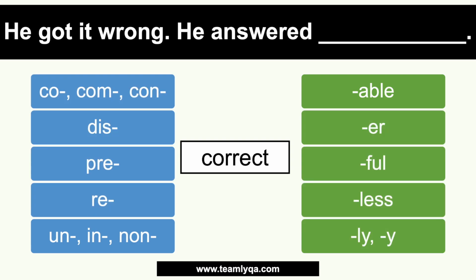Next, we have this. No? He got it wrong. He answered blank. Ang root word natin ay correct. Now, tingnan natin yung clues natin. Sabi, he got it wrong. That is our first clue. So, ibig sabihin, mali yung kanyang sagot. Ibig sabihin, again, ang pipiliin natin would be something that implies negative.